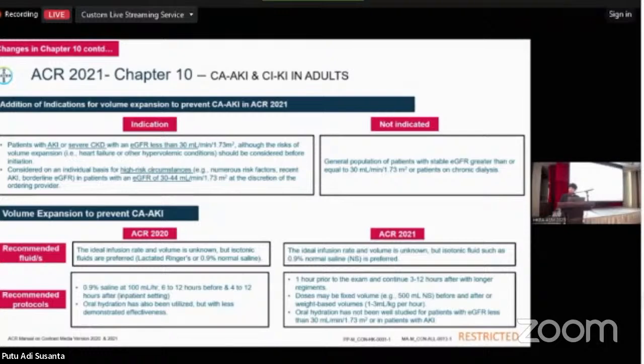For the recommended fluid, it is recommended to use an isotonic fluid such as 0.9% normal saline. And for the protocol, it is recommended to initiate 1 hour before the contrast procedure and continue 3 to 12 hours after the exam. And for the dose, it may be a fixed volume or weight-based volume with 1 to 3 milliliters per kilogram per hour.